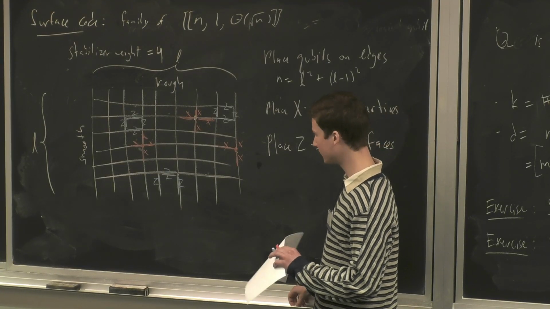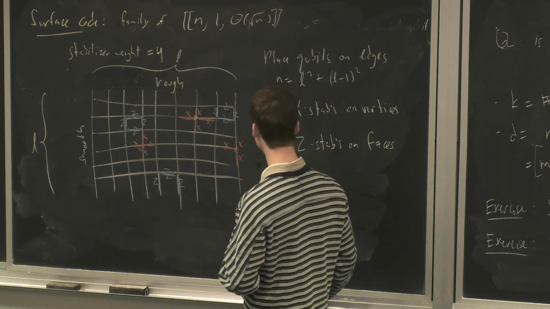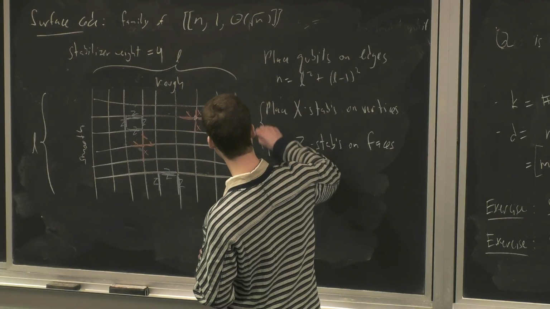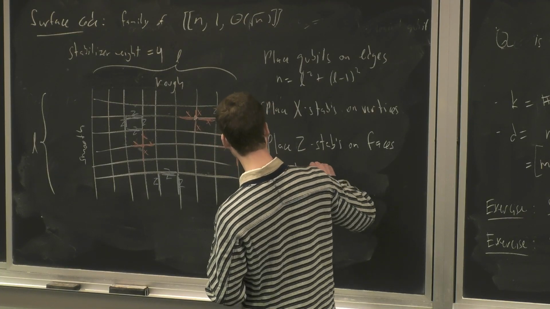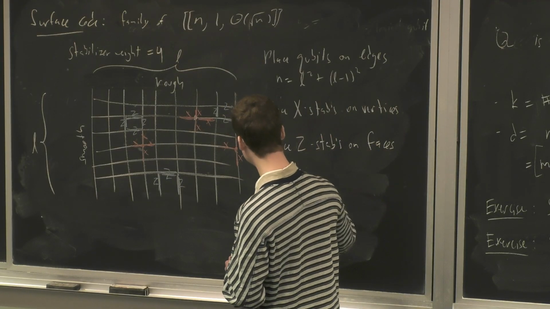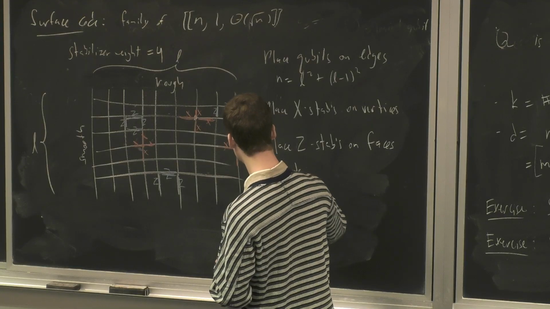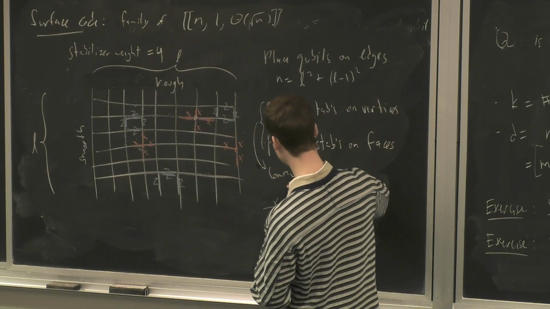And we can check that every X and Z stabilizer commute. So these X and Z stabilizers commute, essentially because if we zoom in and draw an X stabilizer, oh no, that is the wrong color.